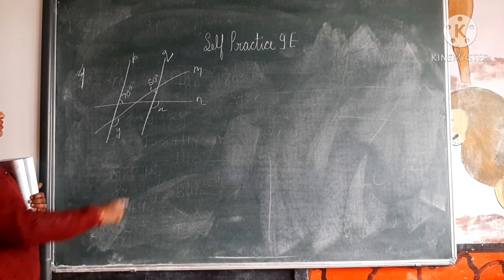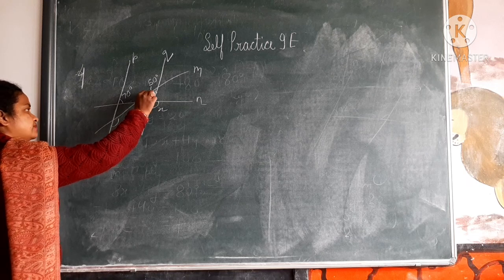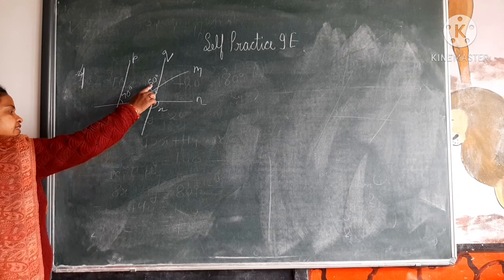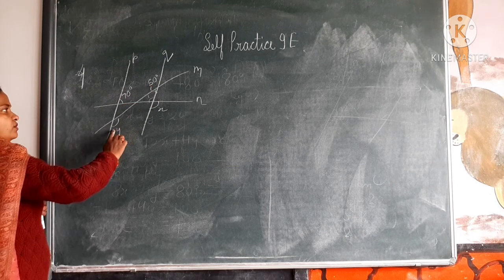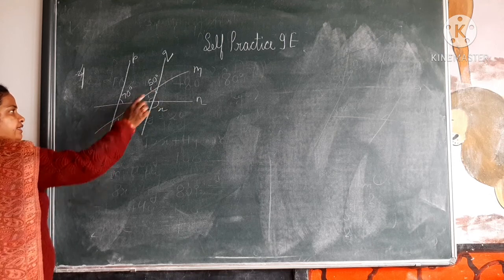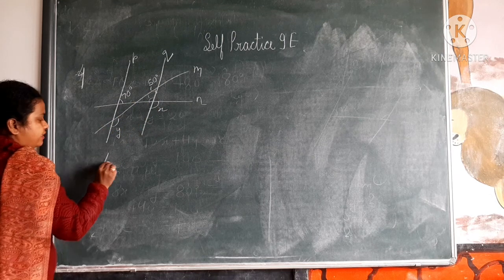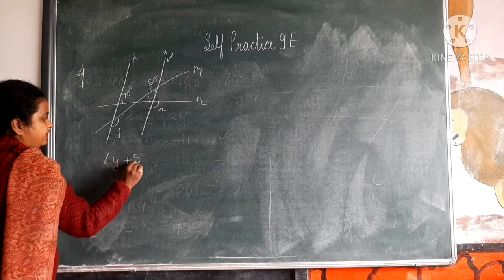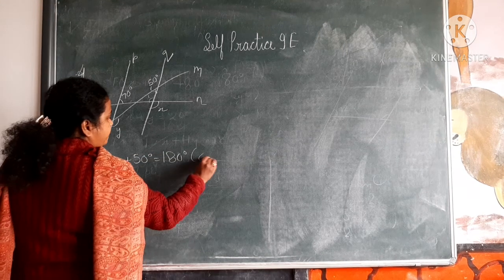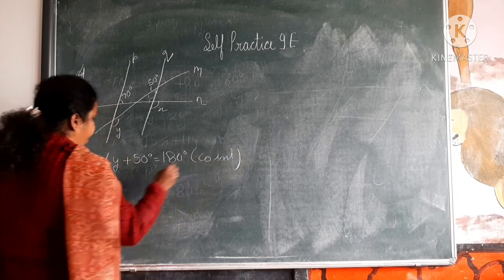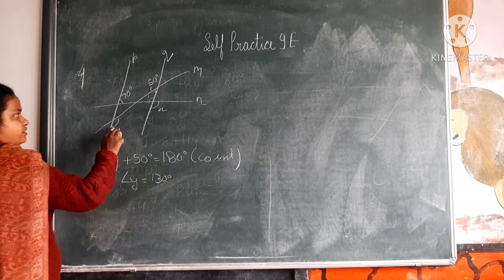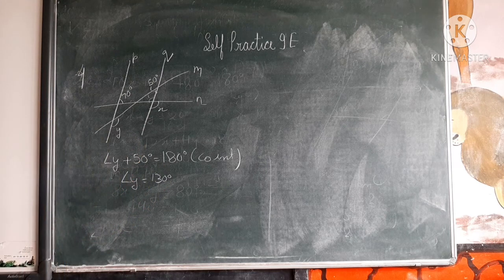Okay. So these two are parallel lines. Okay. So you see, let this be angle 1. Okay. And when this is 50, so this will also be 50. So both are co-interior angles. So angle Y plus 50 degree is equal to 180 degree because it is co-interior. Okay. So angle Y is equal to 130 degree. So this will become 130 degree.